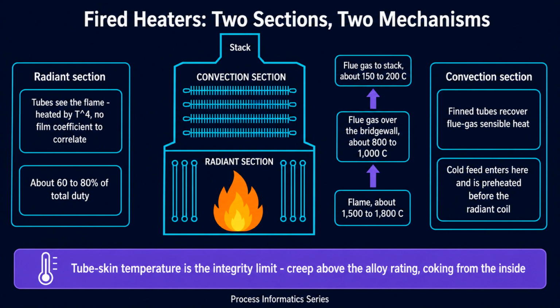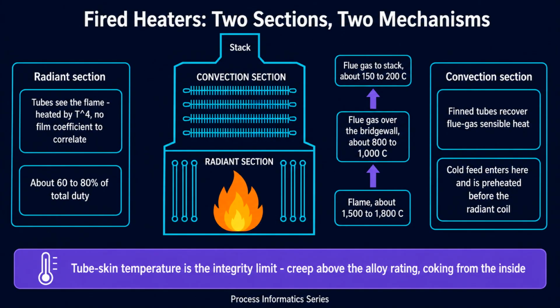Flue gas then passes over the bridge wall at roughly 800 to 1,000 degrees Celsius into the convection section, where fin tubes recover its sensible heat and preheat the incoming feed. Note the countercurrent arrangement. Cold feed enters the convection section and hot product leaves the radiant section.